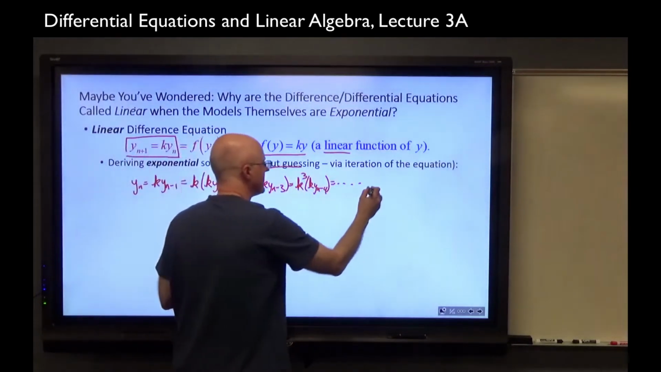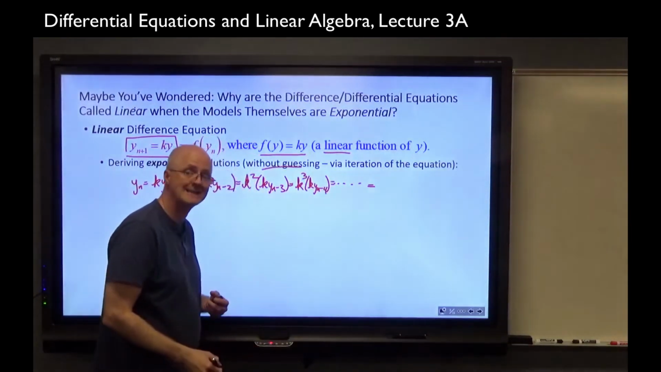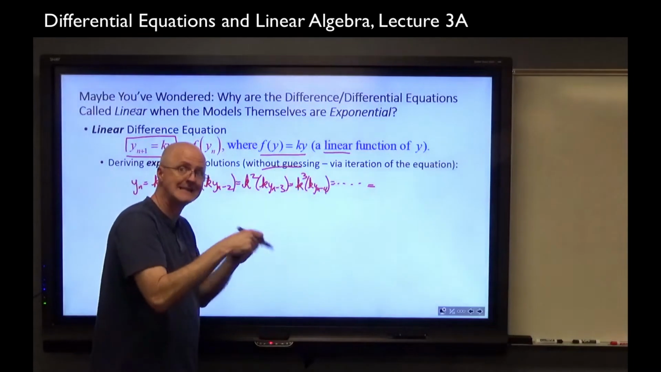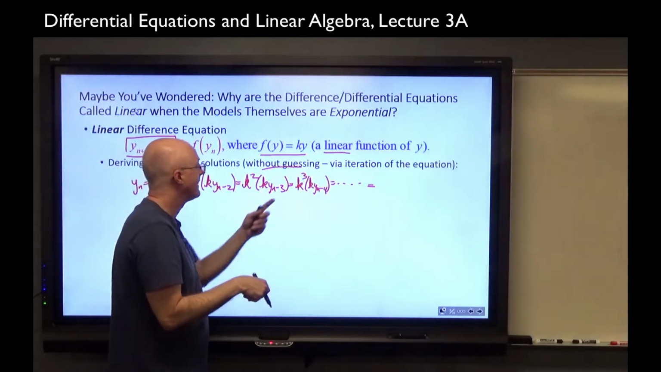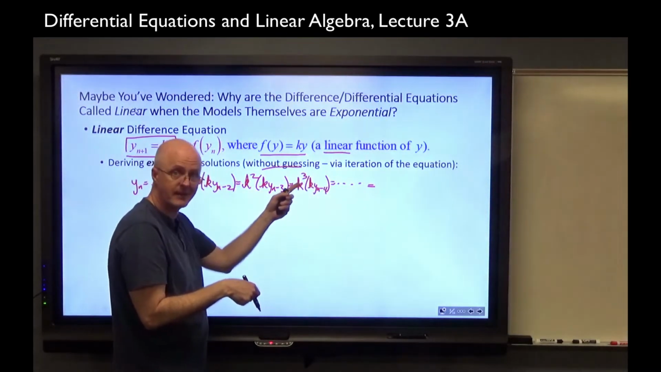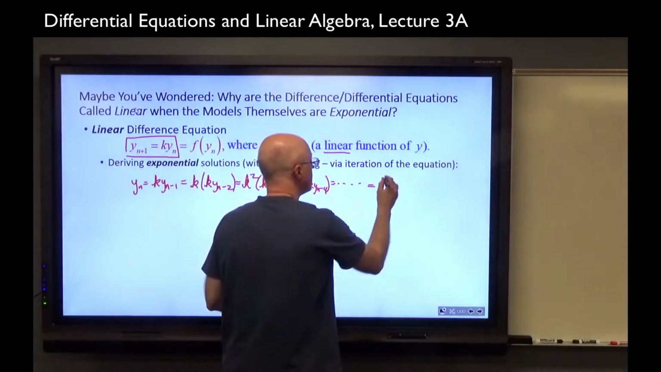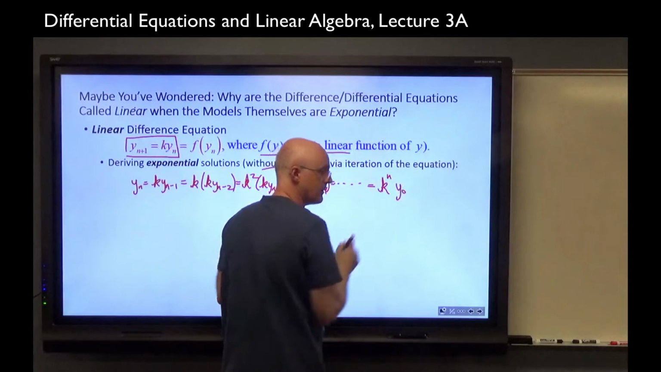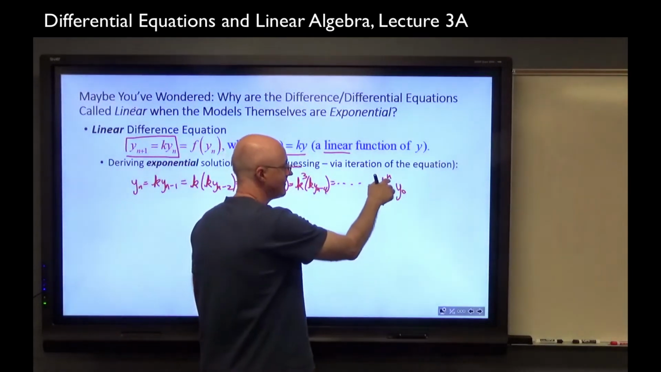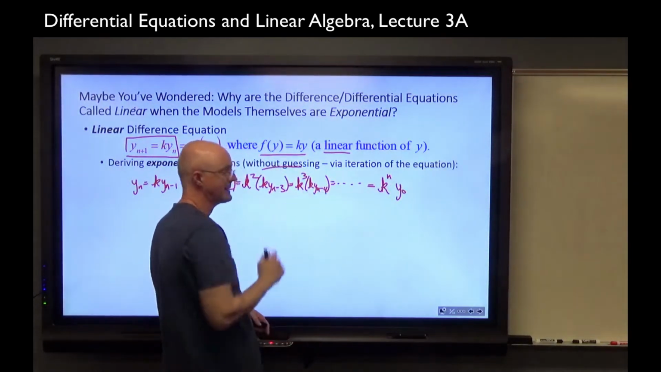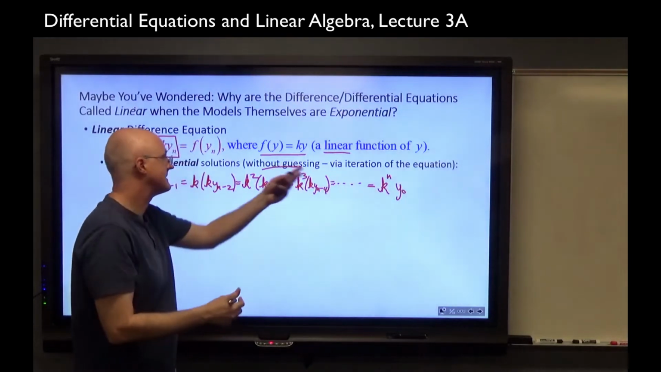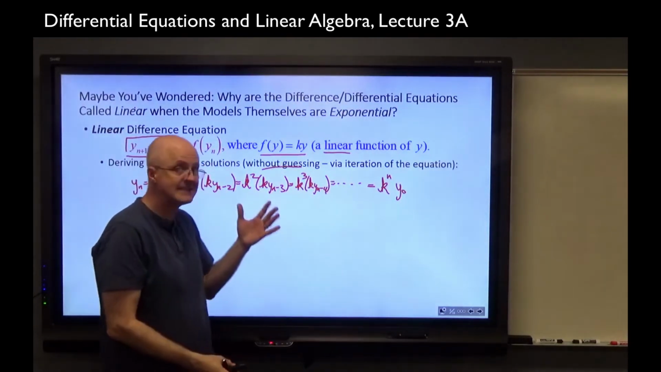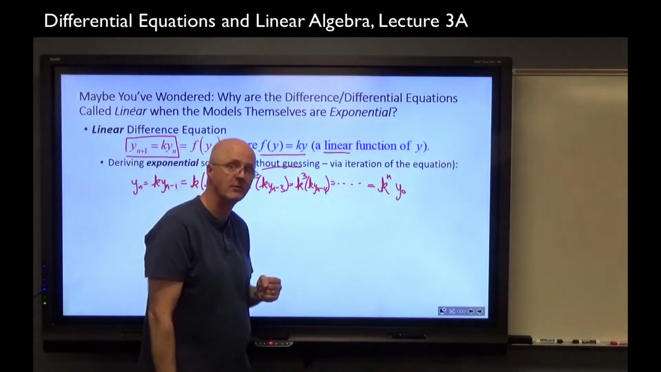Pattern recognition here. We ultimately want this in terms of y sub 0, which would be y sub n minus n. And whatever we subtract there is ultimately the same as the power of k. So in the end, we're going to get k to the n times y0, because 0 is n minus n. That n up there has got to match what we subtract down there. And that's an exponential solution. n is the variable. k and y0 are fixed.